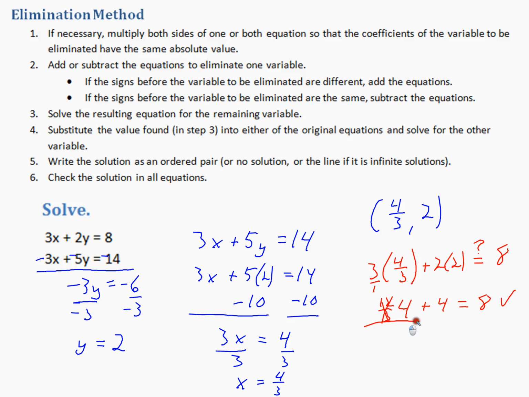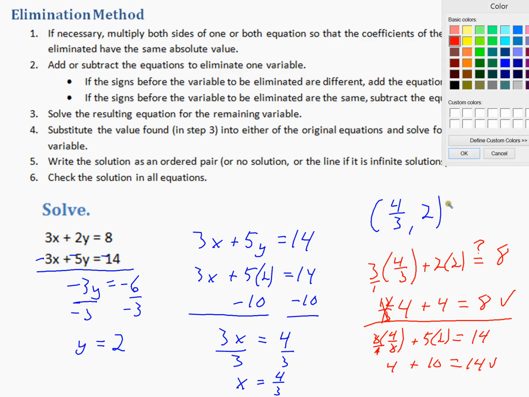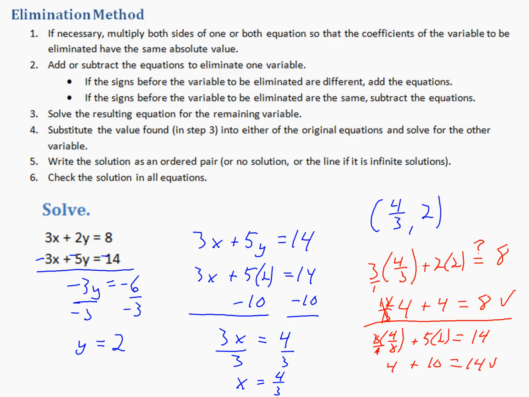And now we want to test the other one. So we have 3 times 4/3 plus 5 times 2 is equal to 14. Another way to think of this, the 3 cancels with the 3, and so we have 4 plus 10, which in fact does equal 14. So this solution, 4/3, 2 is the answer.